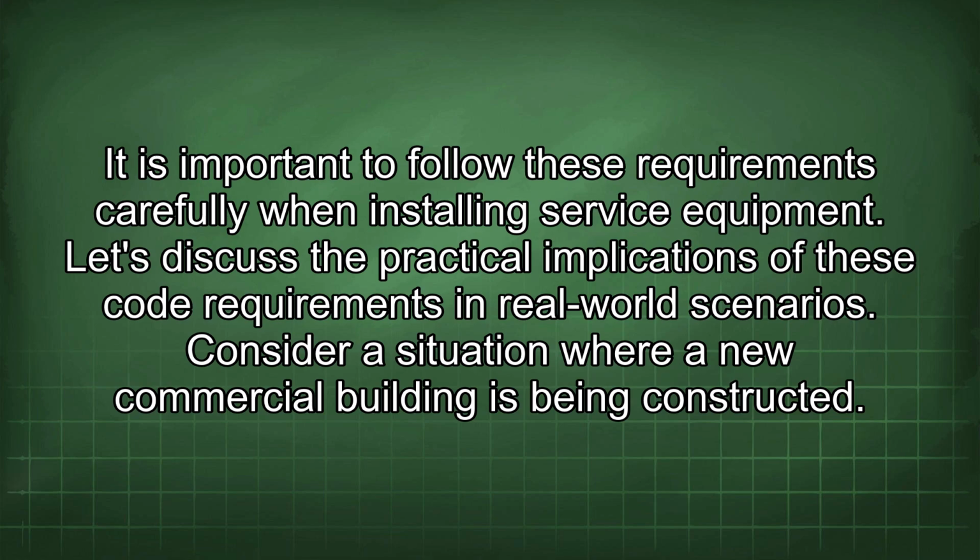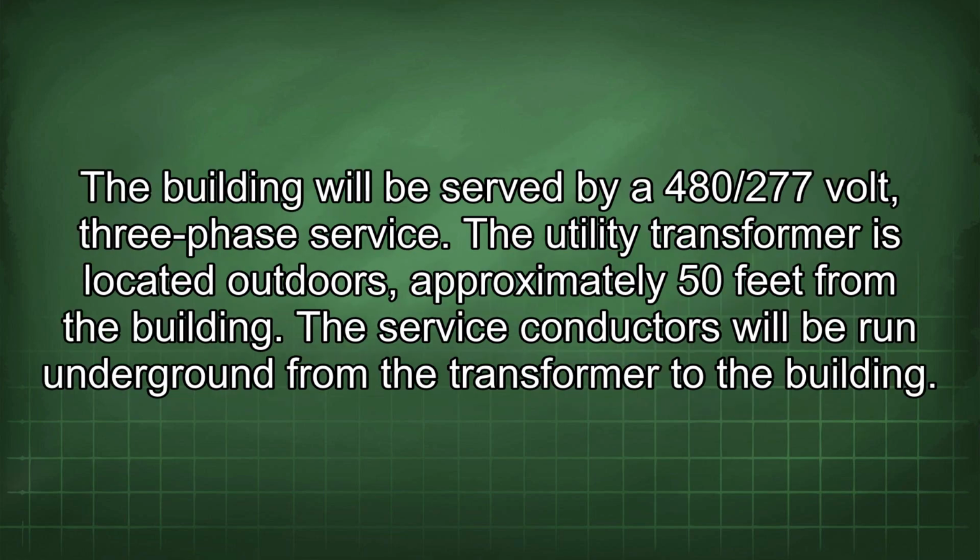Let's discuss the practical implications of these code requirements in real-world scenarios. Consider a situation where a new commercial building is being constructed. The building will be served by a 480/277 volt, 3-phase service. The utility transformer is located outdoors approximately 50 feet from the building. The service conductors will be run underground from the transformer to the building.